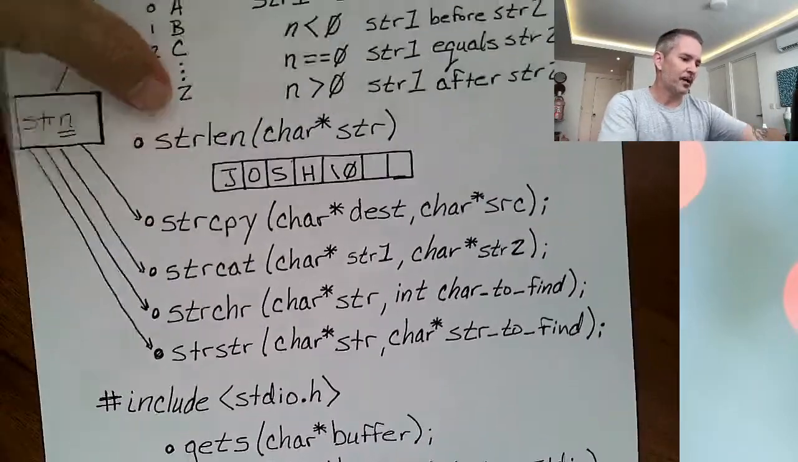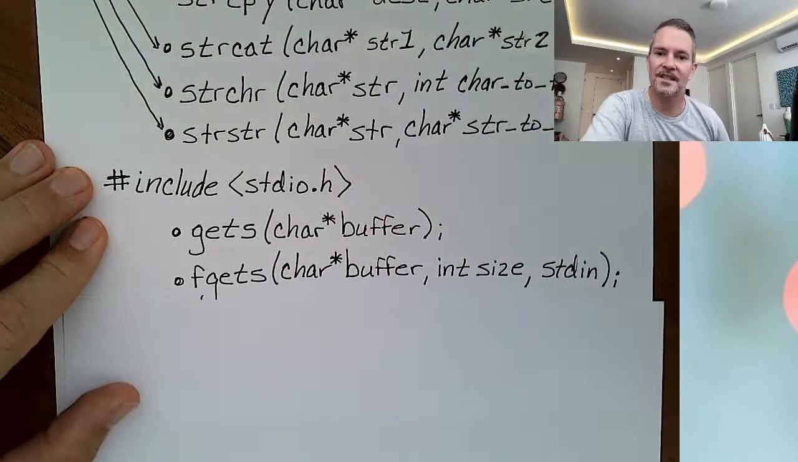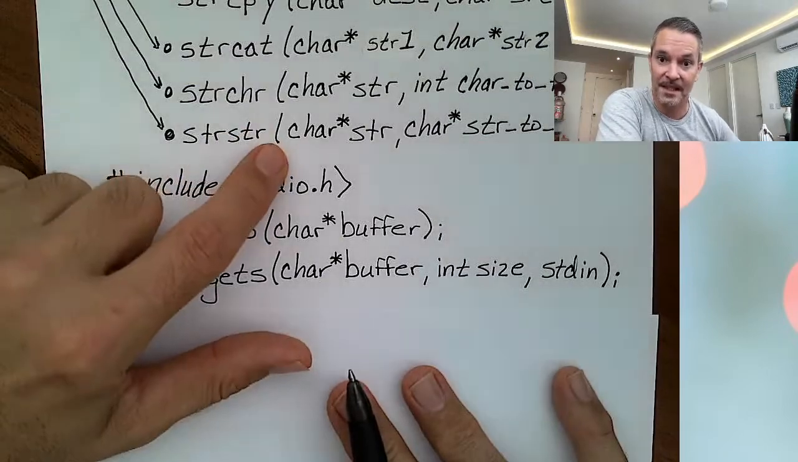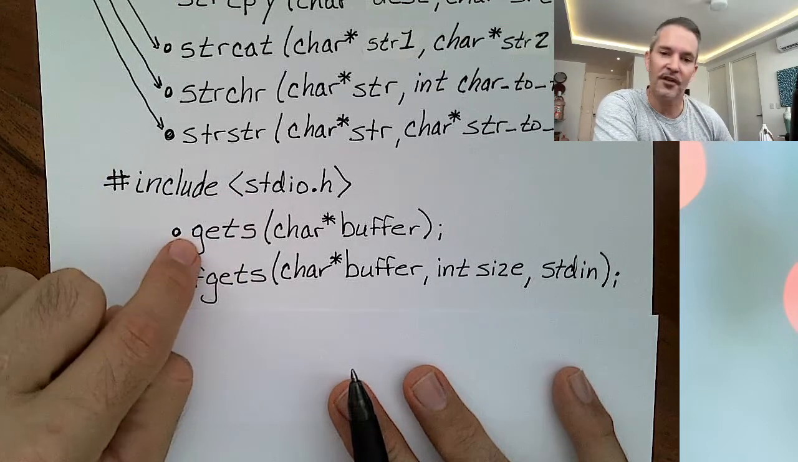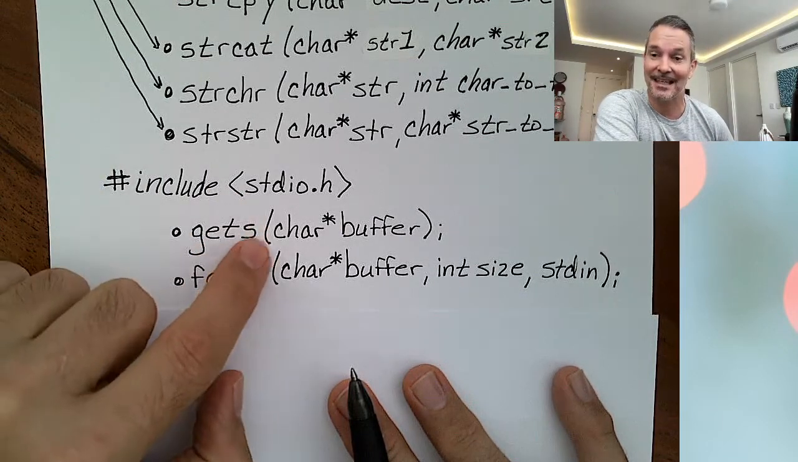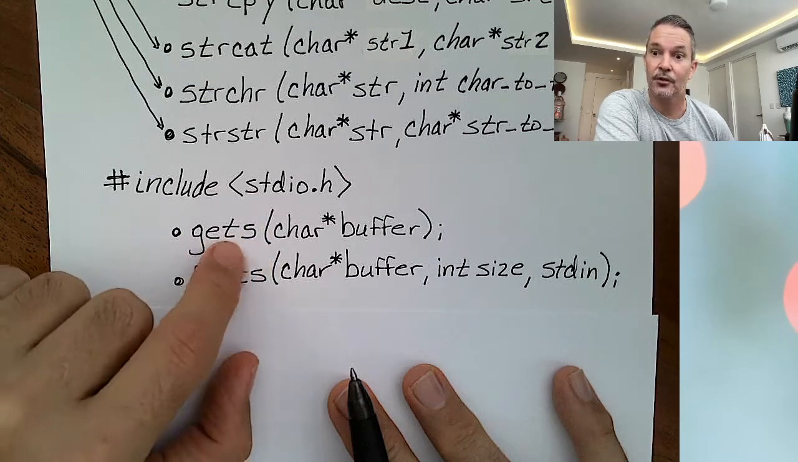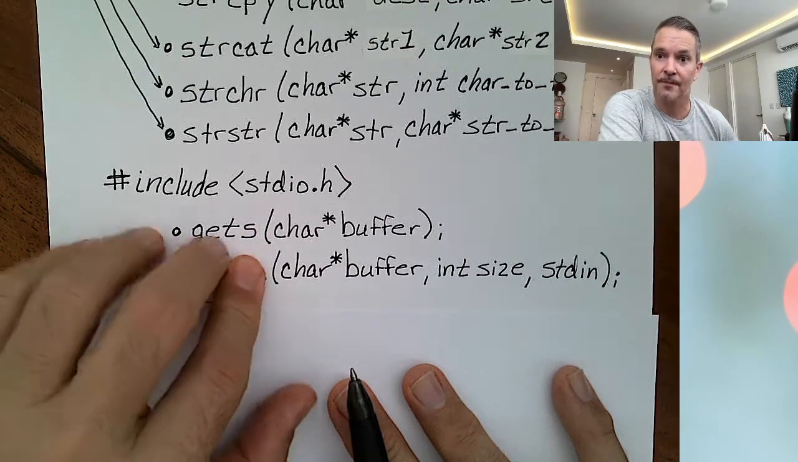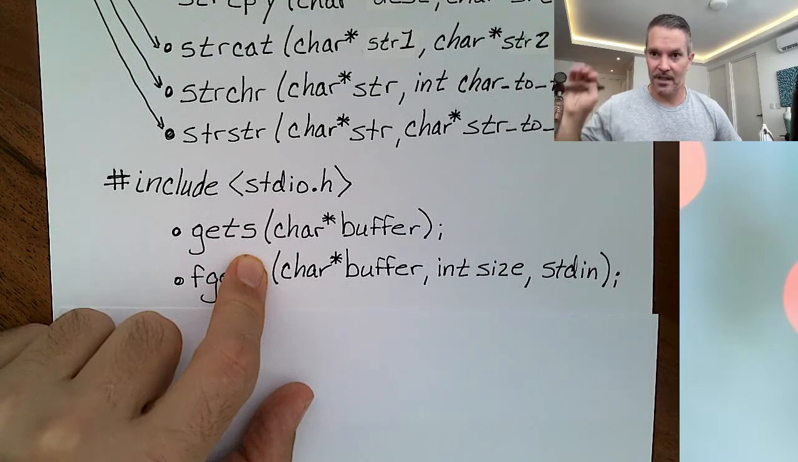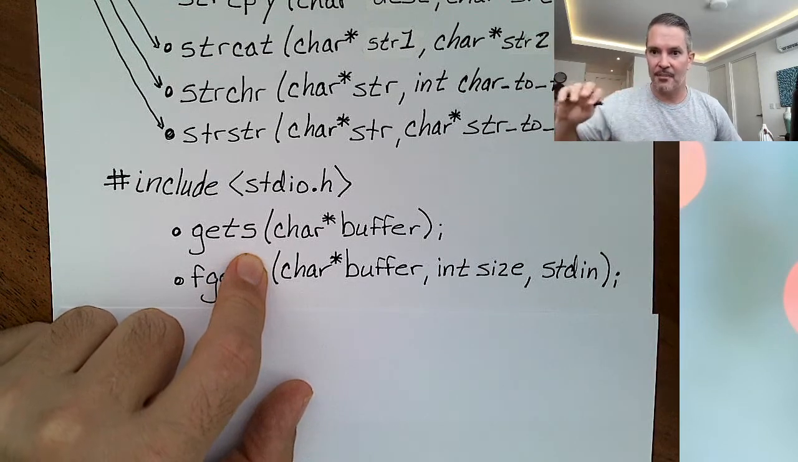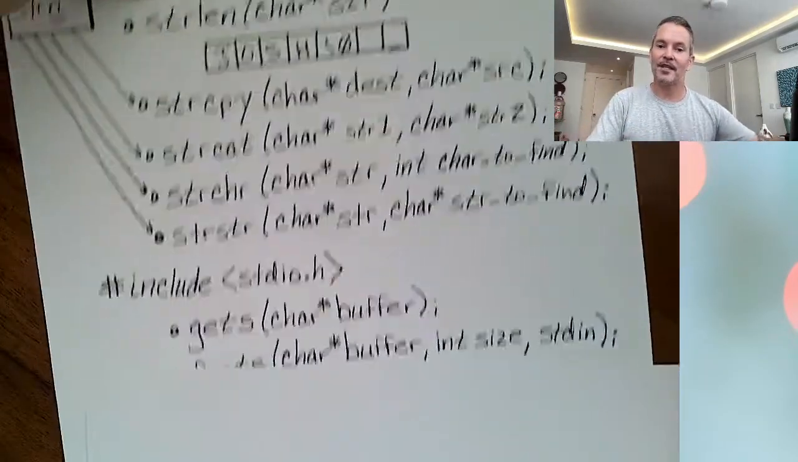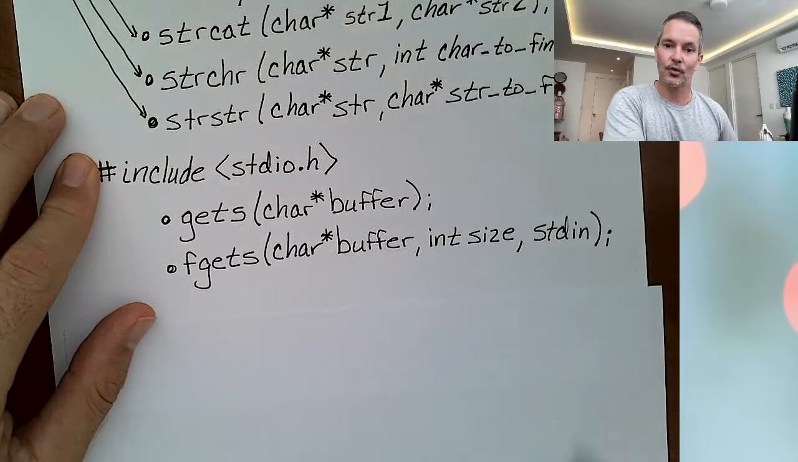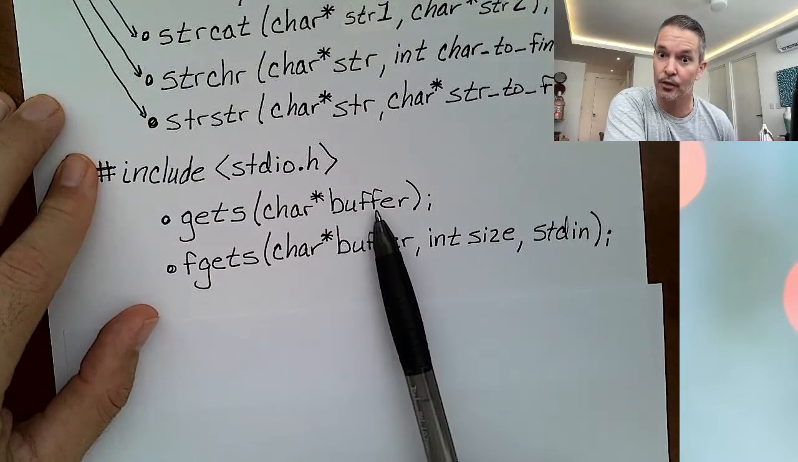Okay, the second library that's really important with strings is the standard IO library, and we've seen this library before. We use it for printf, we use it for scanf. Well, it also contains a function called gets, get a string. This function reads a string from the screen all the way until the user presses enter. So you can keep typing, and when you finally hit enter, this function will capture everything that was entered by the keyboard and store it into a character array that you passed.